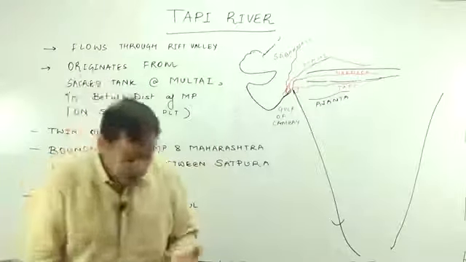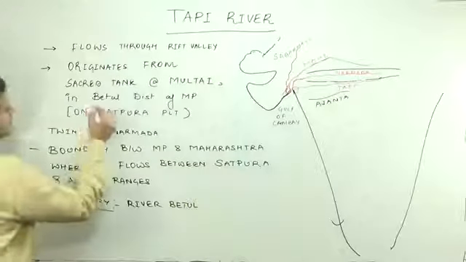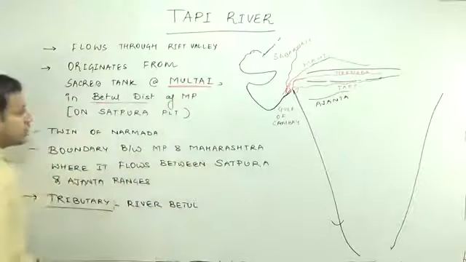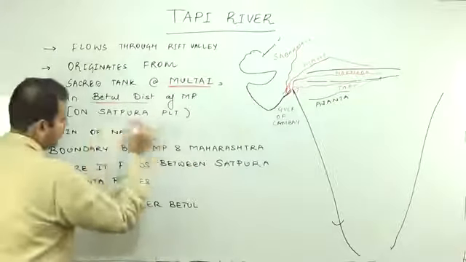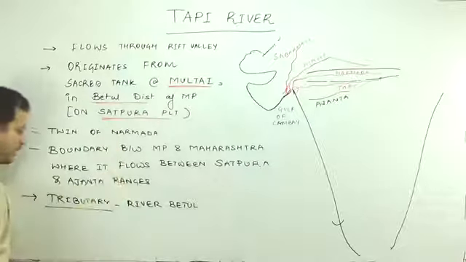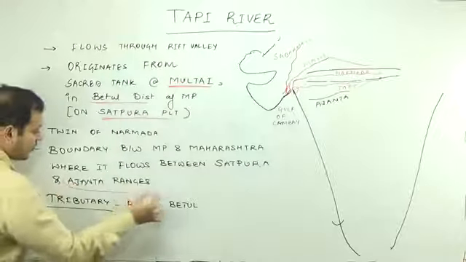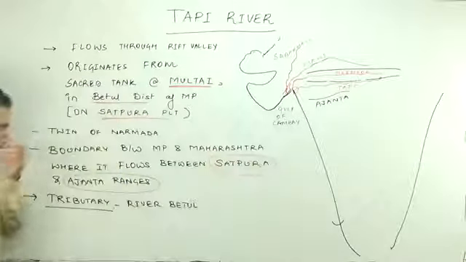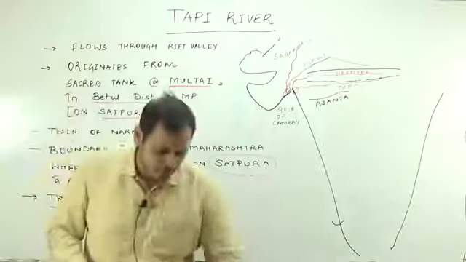Where does it originate? It originates in the Betul district from a sacred tank at Multai in the Betul district of Madhya Pradesh on the Satpura Plateau region. Now it forms a boundary between MP and Maharashtra and it drains into the Gulf of Khambat and flows between the Satpura and the Ajanta ranges. These are the important things you remember about Tapi.